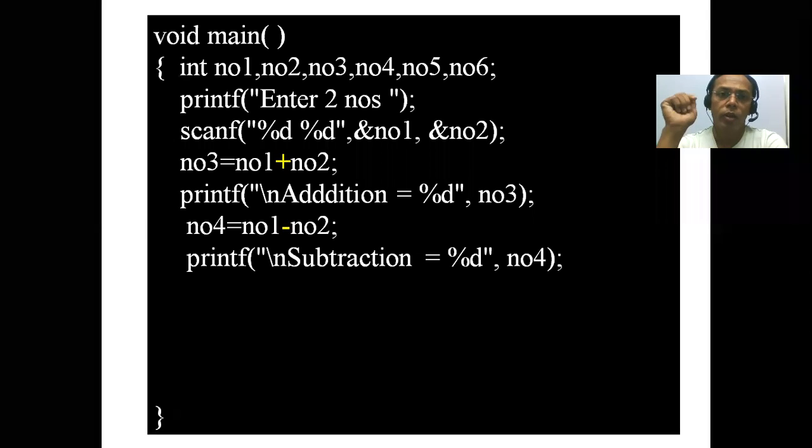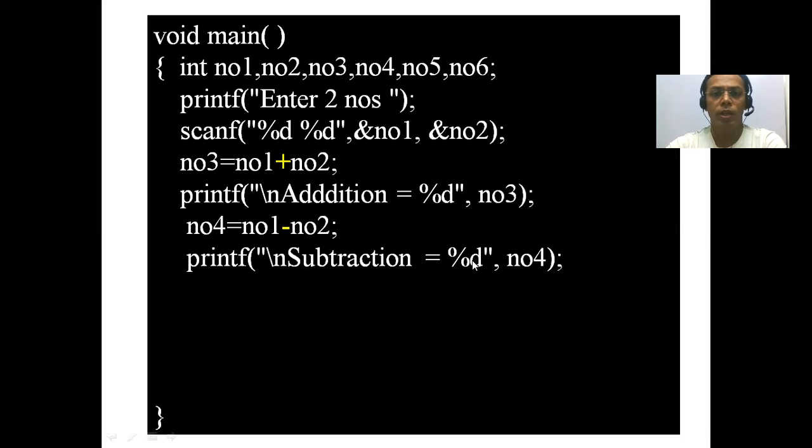Next, in a similar way, NO1 minus NO2 will give subtraction answer. Store it in NO4 and then print subtraction equal to %d. Percentage is like a fill in the blank. Its value is given from the outside. For example, from here. So NO4 will be printed here.